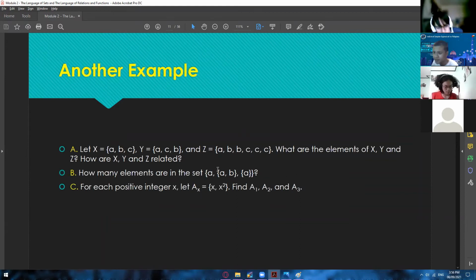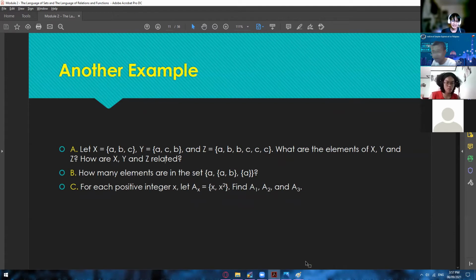So let's have another example. Let X equal {a, b, c}, Y equal {a, c, b}, and Z equal {a, b, b, c, c, c, c}. What are the elements of X, Y, and Z? Let's answer this one first. Okay, very good. It's just actually a, b, c.